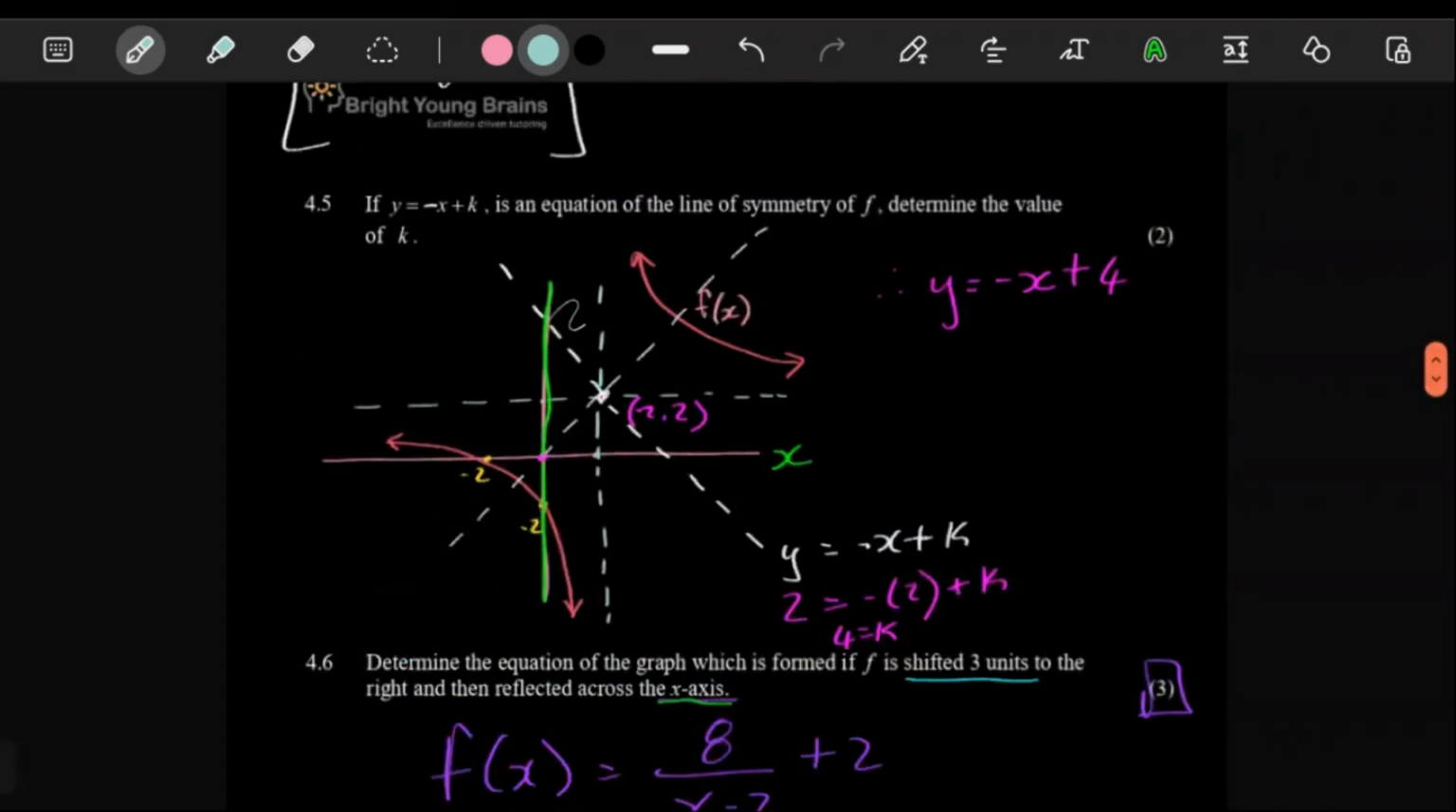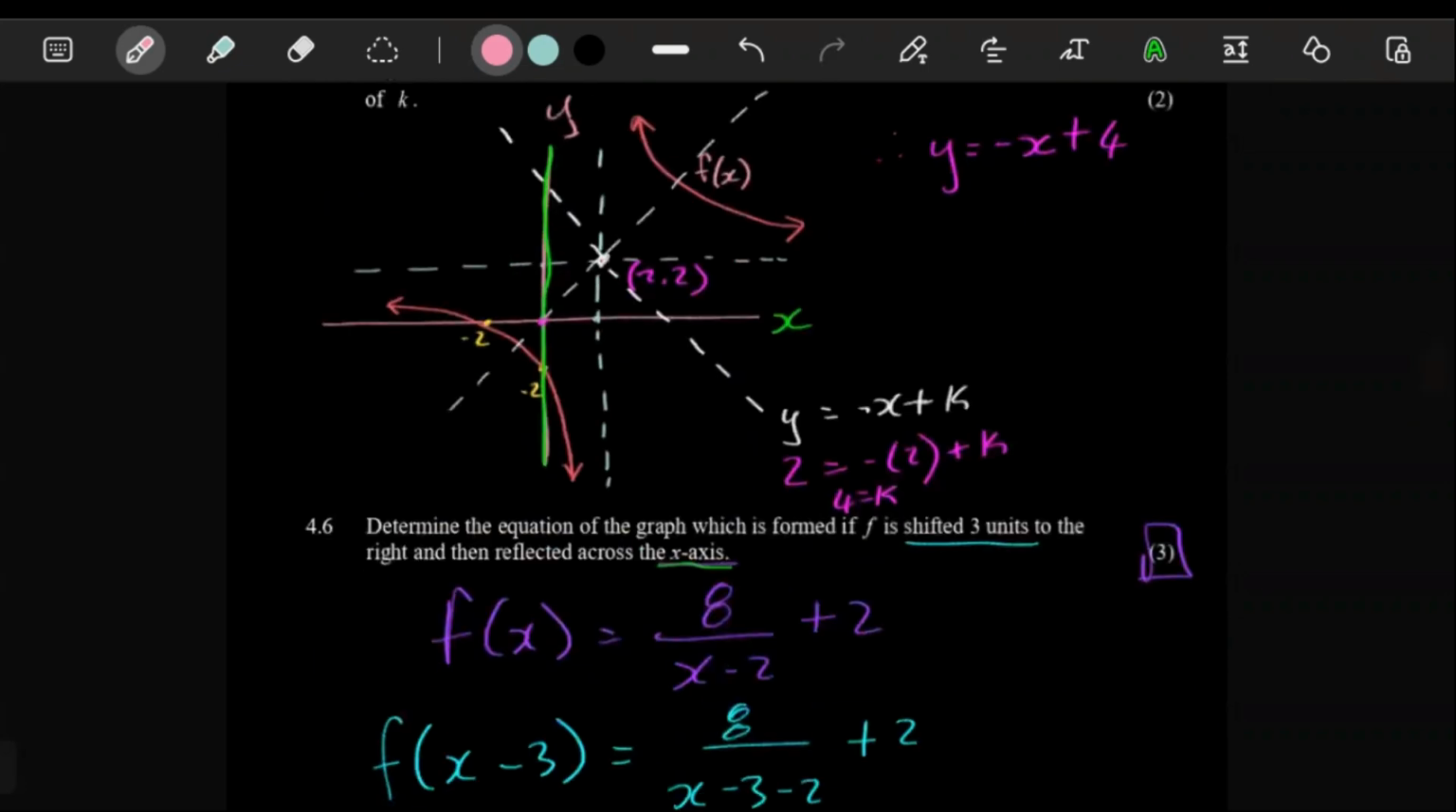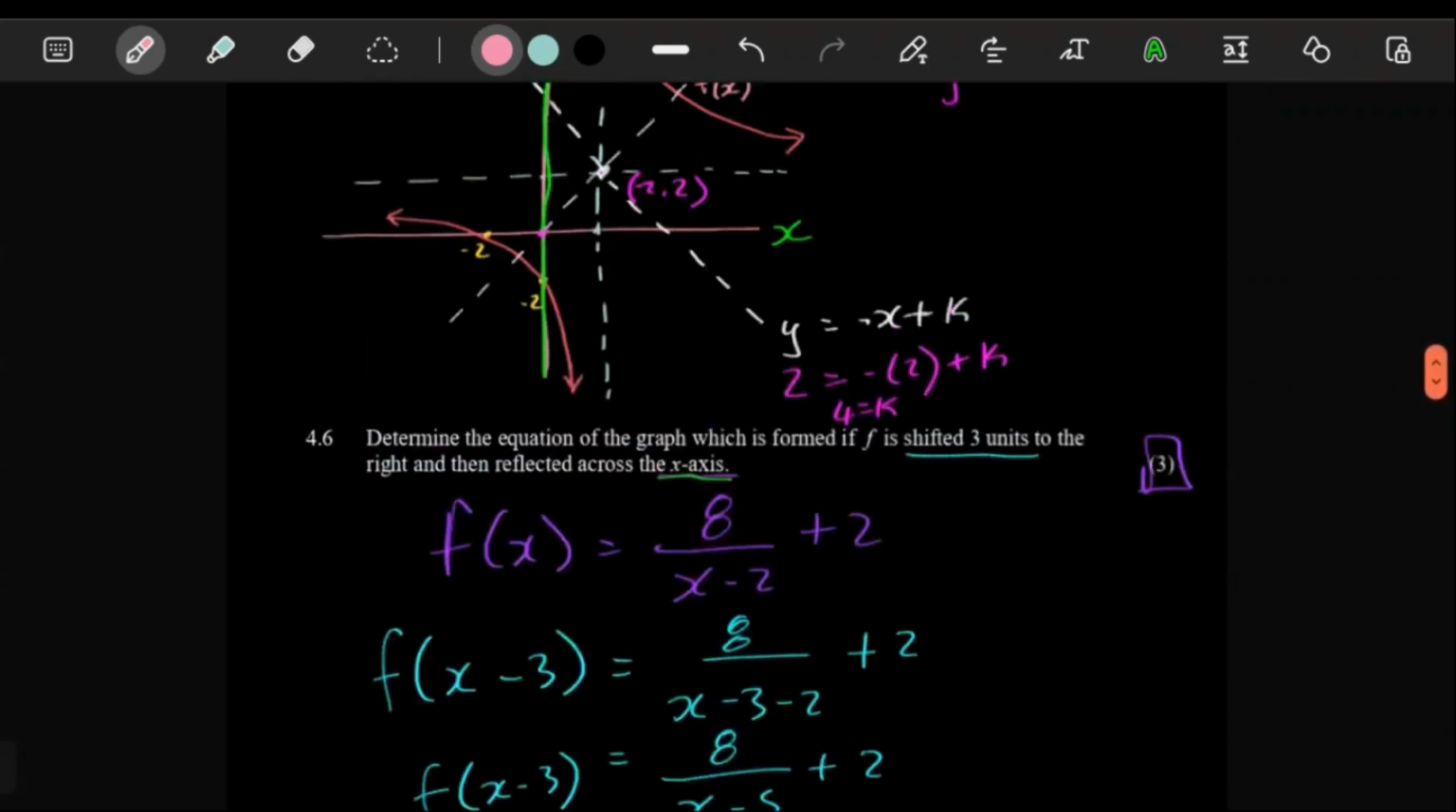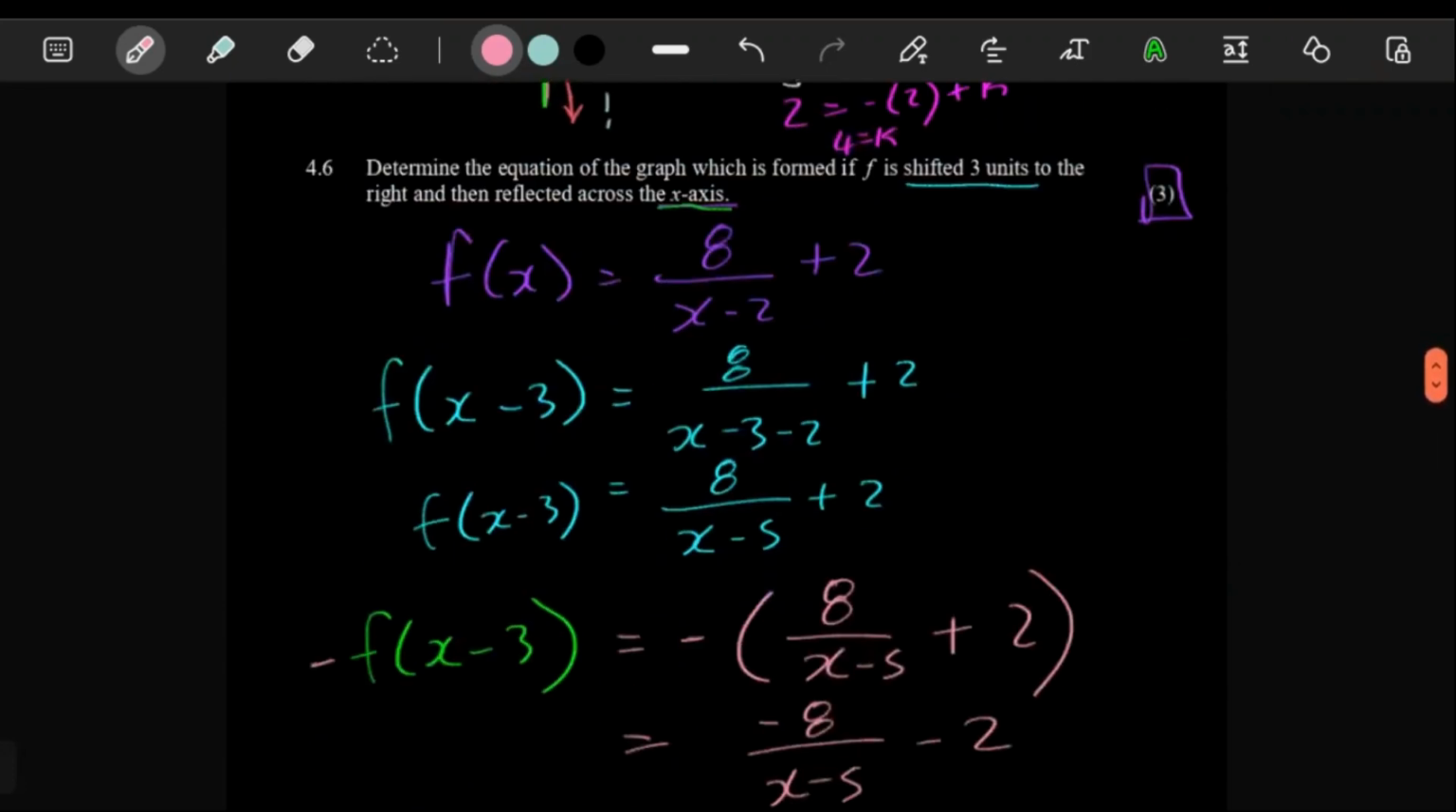If it was reflected about the y-axis, then remember, positive x values become negative x values, and negative x values become positive x values. So meaning if a graph is reflected about the y-axis, wherever x is, you multiply it by a negative. You'll just have minus x over there.